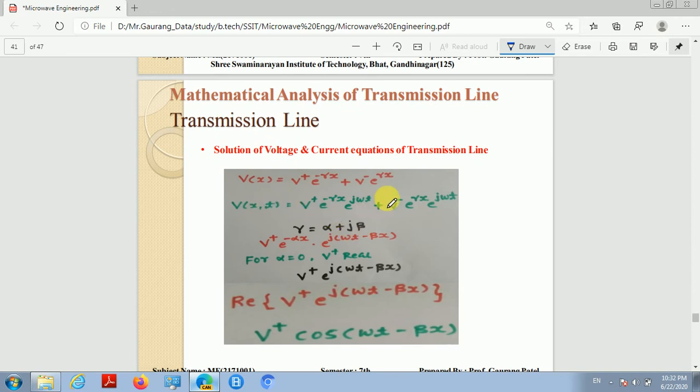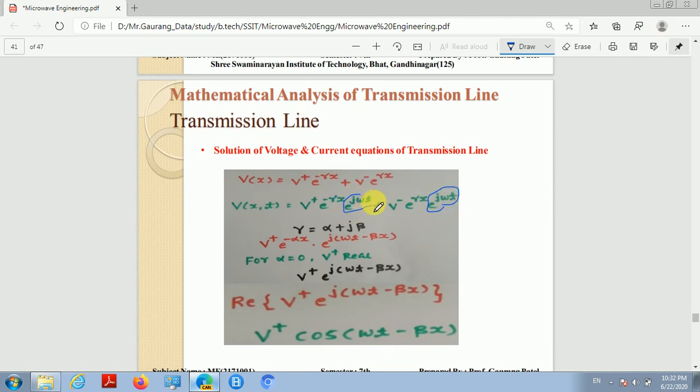If I introduce the time varying parameter, that is e raised to j omega t, then V of x of t is equal to, if I multiply this by e raised to j omega t, V plus e raised to minus gamma x e raised to j omega t plus V minus e raised to gamma x e raised to j omega t. So this is nothing but the time varying function e raised to j omega t.